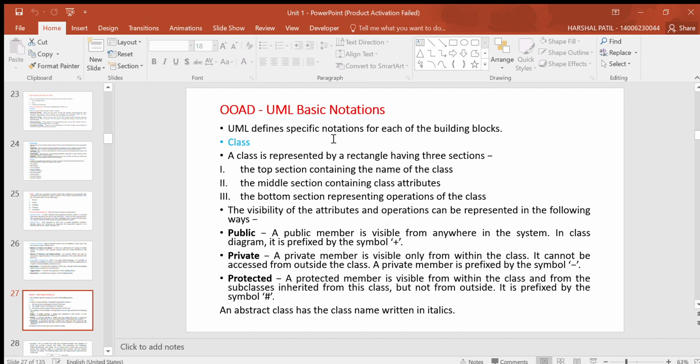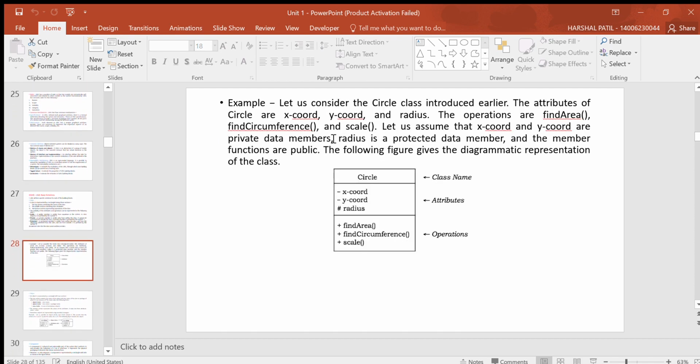An abstract class has the class name written in italics. Example: let's consider the circle class introduced earlier. The attributes of the circle class are x coordinate, y coordinate and radius. The operations are find area, circumference and scale. Let's assume that the x and y coordinates are private data members. Radius is protected, म्हणजे hash data member, and the member functions are public. ओके द फॉलोइंग फिगर इज डायग्रामेटिक रिप्रेझेंटेशन.